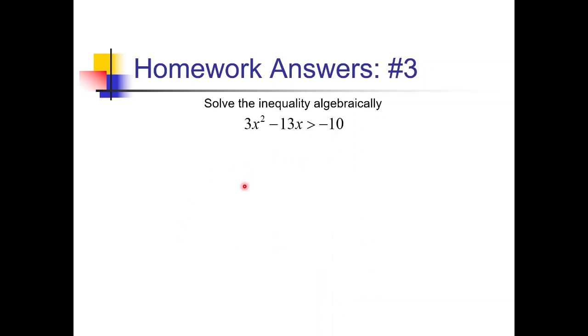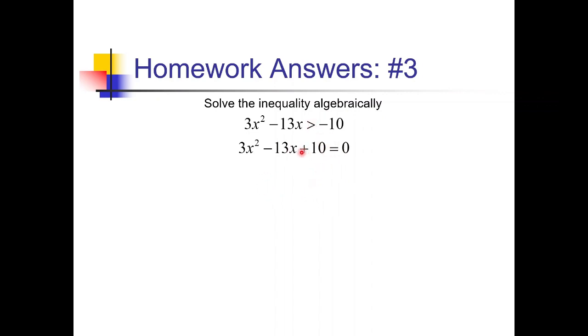On this one, I'm trying to solve this inequality algebraically. So first thing I'm going to do is find the roots of this thing. And to do that, I'm going to move this 10 over to the left side to zero it out. So we'll have 3x squared minus 13x plus 10, and then I'll just write equals 0. But we just want to keep in the back of our minds that this would have been a greater than 0 had I left the greater than symbol in there.